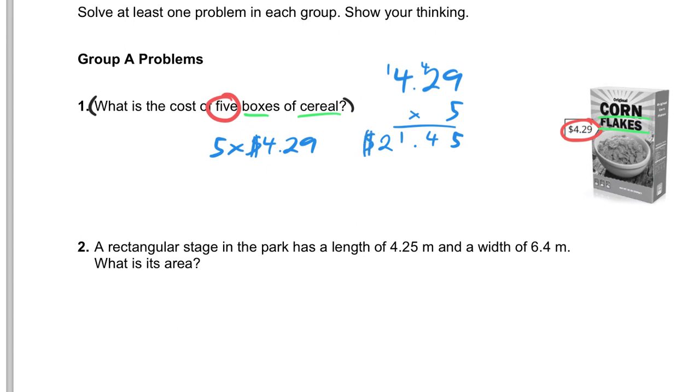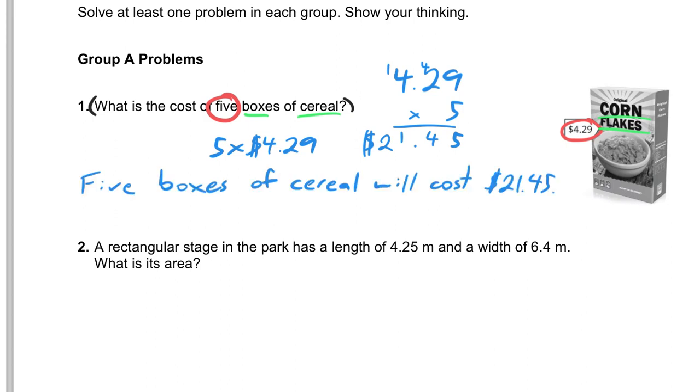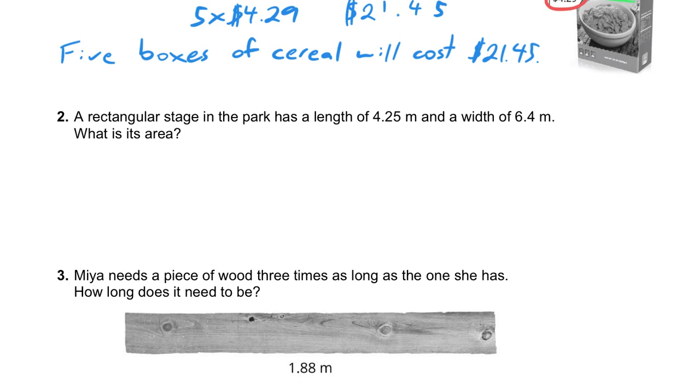Now, the very important step at the end of the question is to do the check, right? We've solved it, and I should check, does this answer make sense? Well, if I'm getting 5 times about 4, I should get about 20. And since I have more than 4, I should get more than 21 in my answer. So I'm pretty confident that this is the correct answer. All I have to do now is answer it in a full sentence like this. 5 boxes of cereal will cost $21.45.